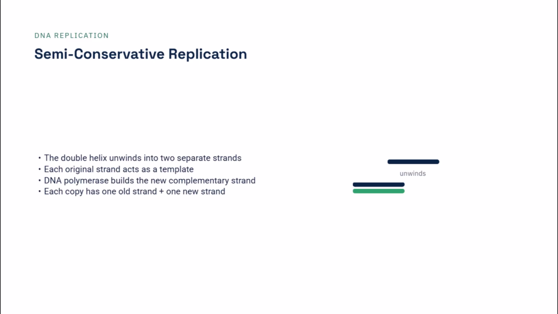Because each new double helix ends up with one original strand and one newly built strand, we call this semi-conservative replication. Half of the original is conserved in each copy. The enzyme responsible for actually building the new strand, by reading the template and adding matching nucleotides one at a time, is called DNA polymerase. This elegant mechanism is why DNA replication is remarkably accurate. The old strand acts as a reliable blueprint for the new one.